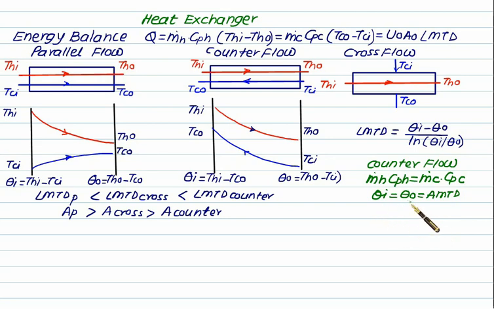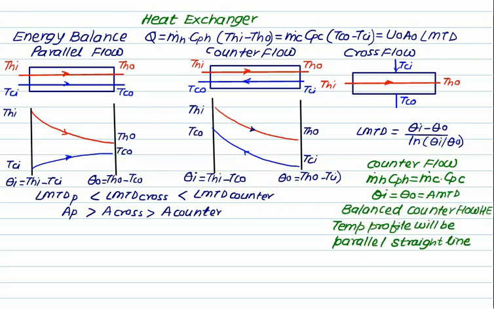If we have a counter flow and we have this condition, then both these lines are parallel lines. So this special case is called the balanced counter flow heat exchanger. In this case the temperature profile will be parallel straight lines, that is, you have to join Thi and Tho by a straight line, as well as Tco and Tci by straight lines.